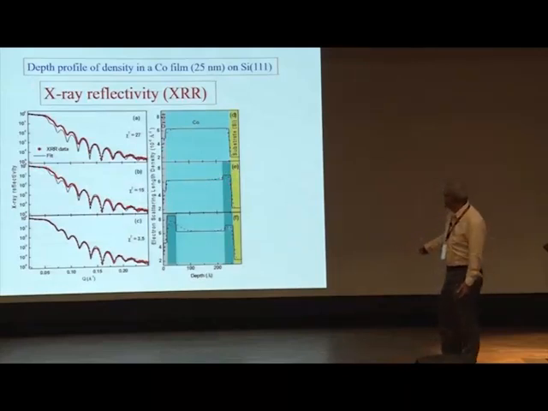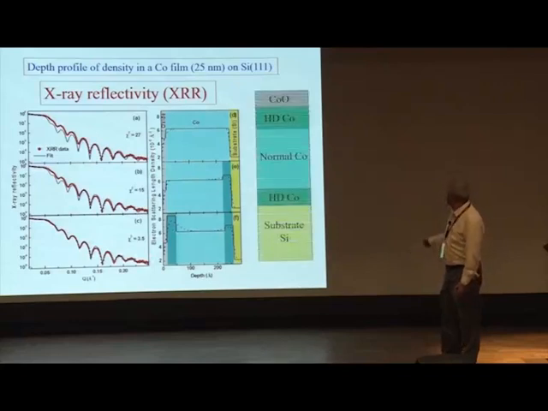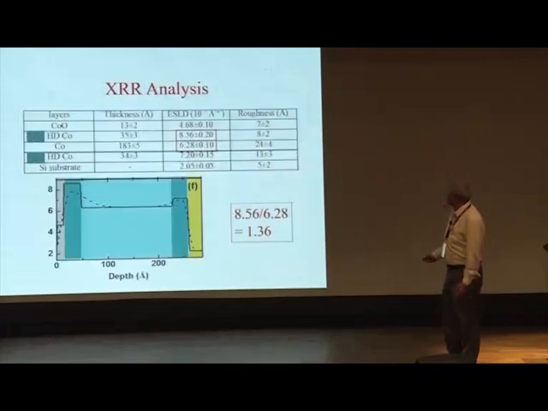But if you take this model, enhanced density at the interface between cobalt and silicon, and near the top, just below the cobalt oxide layer, we get a very good fitting here with the chi-square values very small. So this is the structure that we get: cobalt oxide, high density cobalt, normal cobalt, high density cobalt, and then the silicon substrate.